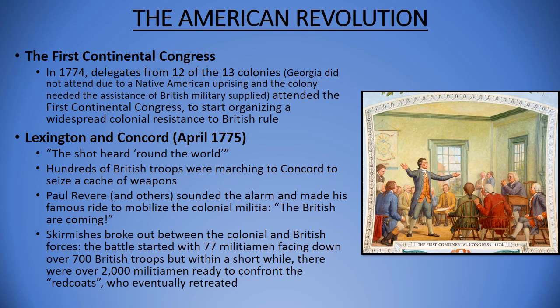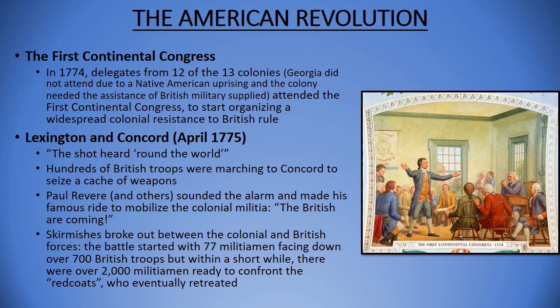Again, y'all know about this part. The shot heard round the world, the first big major battle of the Revolutionary War, called the Battle of Lexington and Concord. So essentially British troops heard that there was a weapons storage facility in Concord, Massachusetts, and so they were marching to Concord in order to seize all of those weapons, to disempower the colonists from their revolutionary purposes.